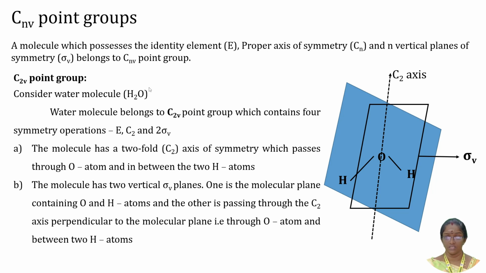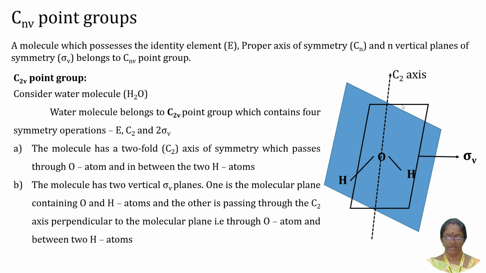Here we have represented the molecular structure with the C2 axis of symmetry, which passes through the oxygen atom in between the 2 hydrogen atoms. The molecule has a two-fold C2 axis, and 2 vertical sigma v planes. One is the molecular plane containing oxygen and hydrogen atoms, and the other passes through the C2 axis perpendicular to the molecular plane through the oxygen atom.